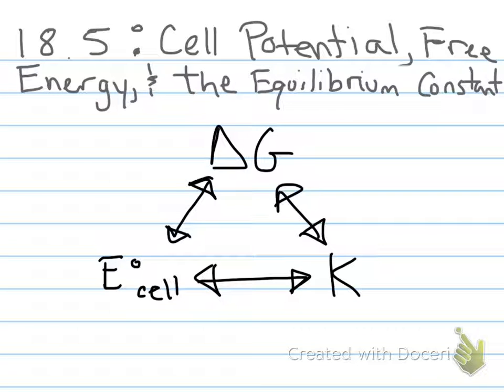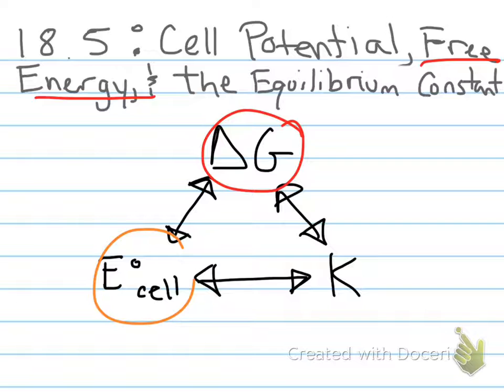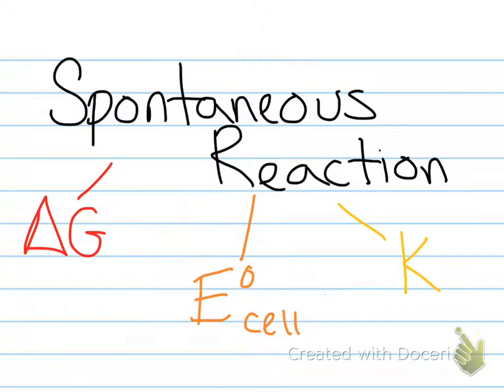In this video, we're going to talk about the relationship between cell potential, free energy, and the equilibrium constant. Just recall that delta G is our free energy, this is our cell potential, and K is our equilibrium constant. So in a spontaneous reaction, delta G is always negative.